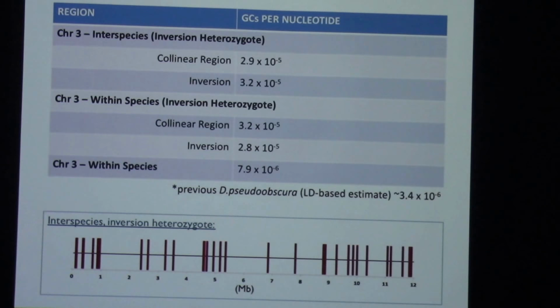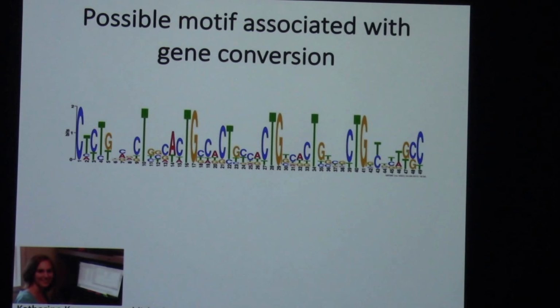Just as a quick aside, she has actually found a motif associated with gene conversion. It's this repetitive CTG and then three random nucleotides. That seems to be associated with a lot of those breaks, which is kind of neat. So let's put all this together.